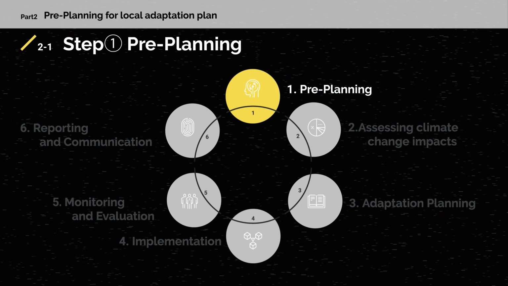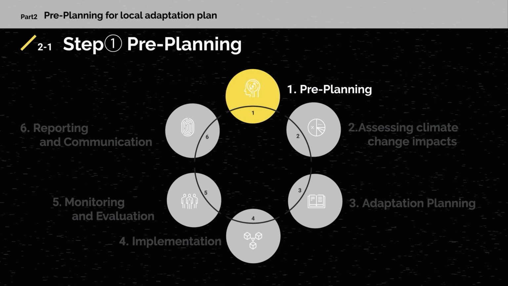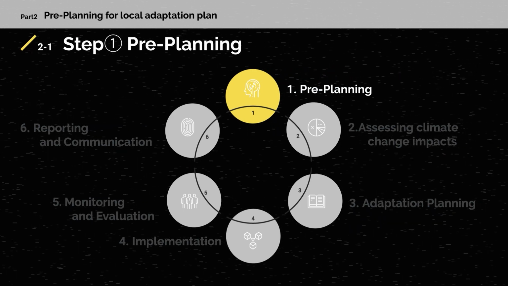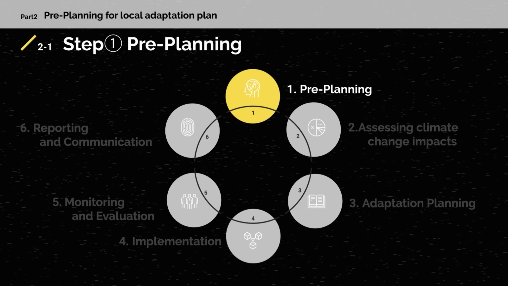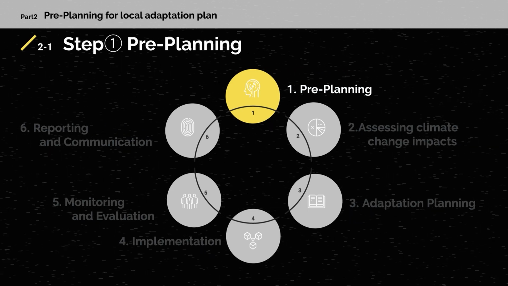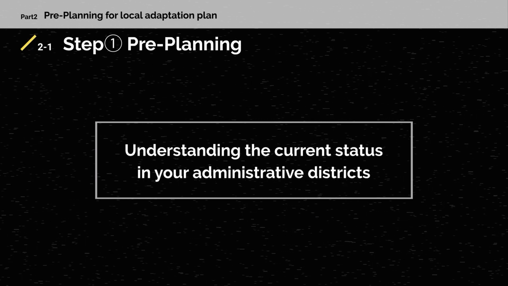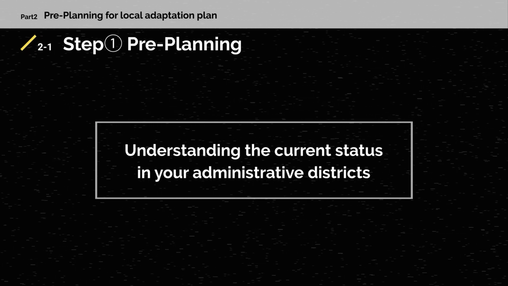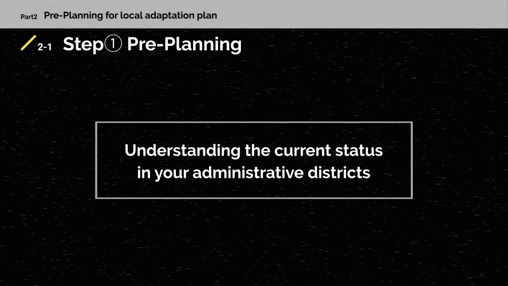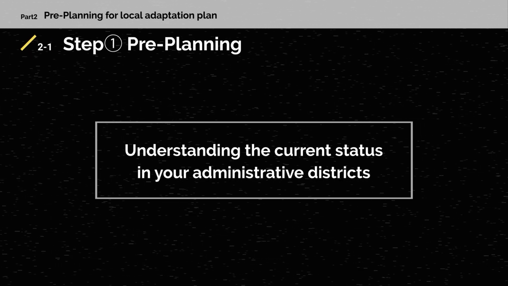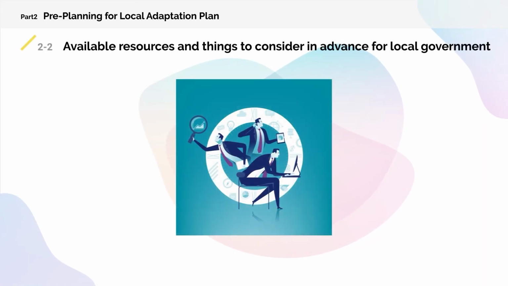This part corresponds to Part 2 of Module 2, Step 1 Pre-planning. The contents and flow of this step are the same when preparing adaptation plans on a local level. Accordingly, the first priority involves identifying the current status of your administrative districts, then understanding the situation before preparing. Local governments often have limited budgets and struggle to provide adequate staffing. Accordingly, even if resources are scarce, other alternatives must be considered.